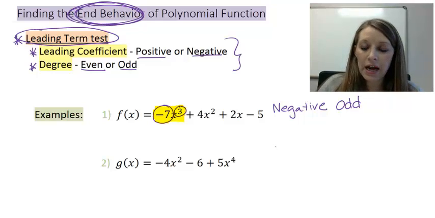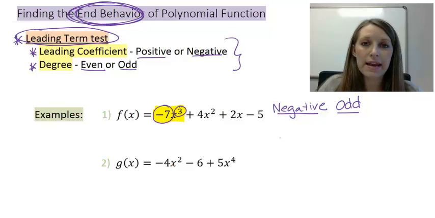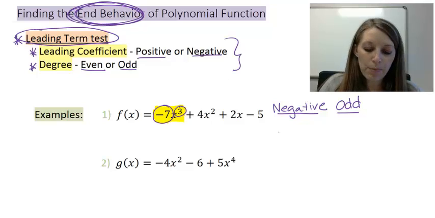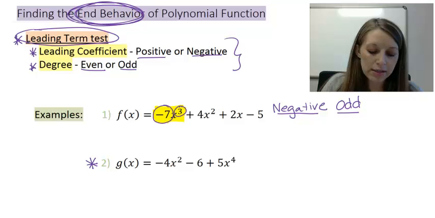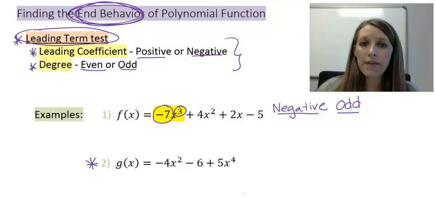Now, in the next slide, I will show you what a negative odd polynomial is going to look like and how that affects its end behavior. So I suggest that you pause the video and see if you can pick out the leading term for example 2, and then beyond that, pick out whether the leading coefficient is positive or negative, and whether the degree is even or odd.